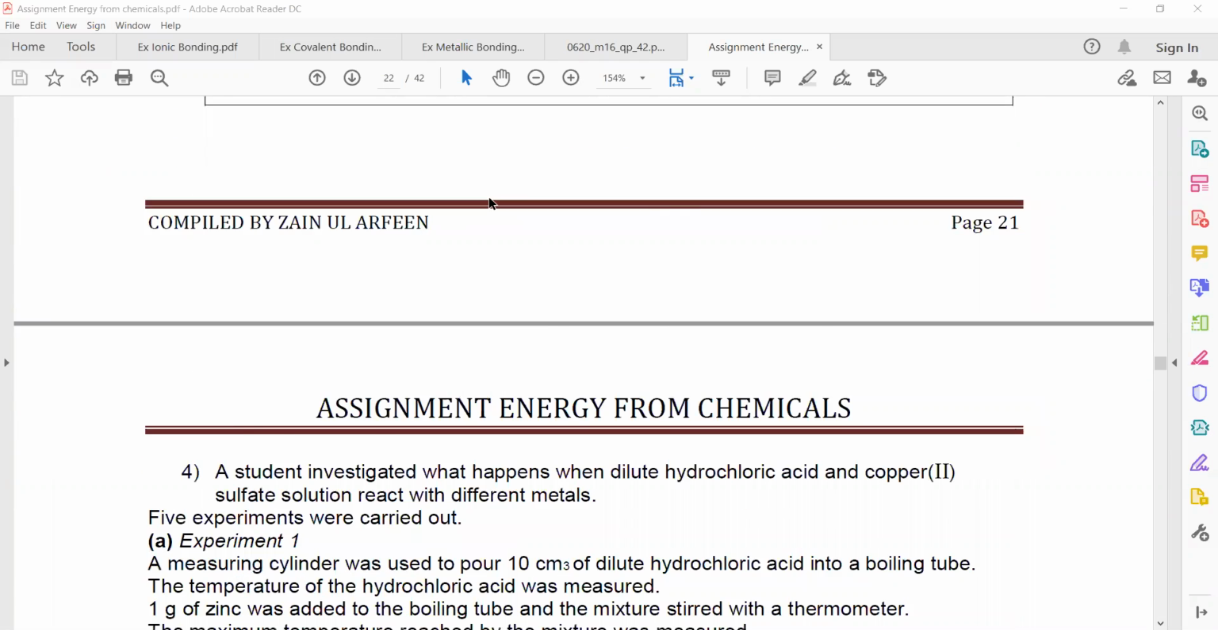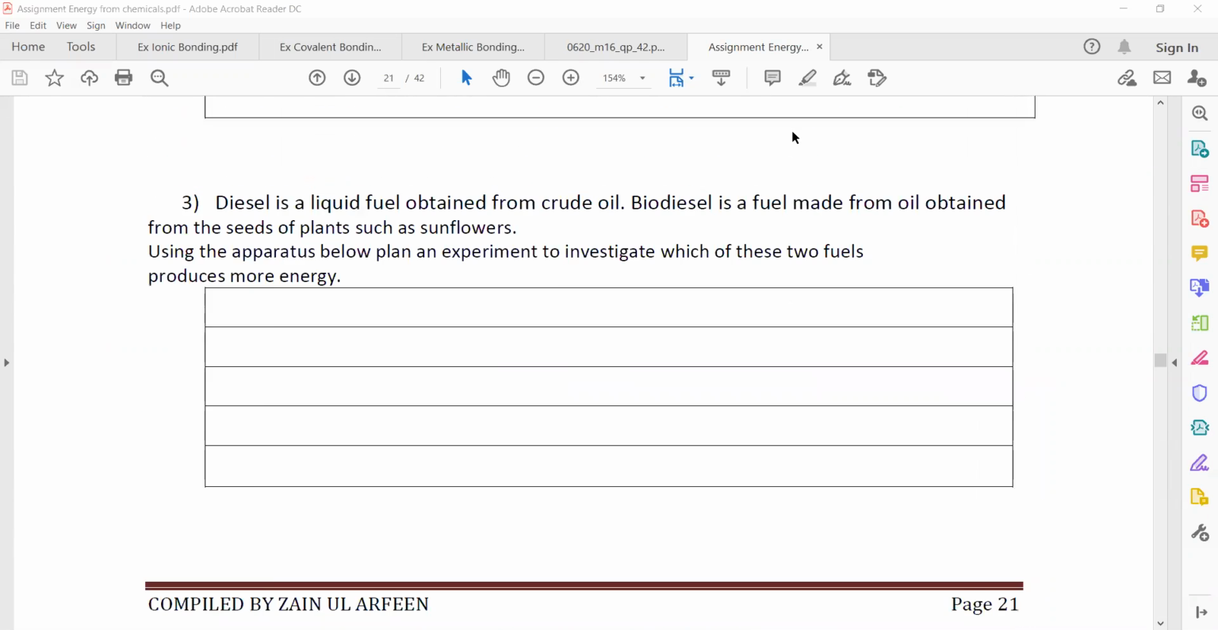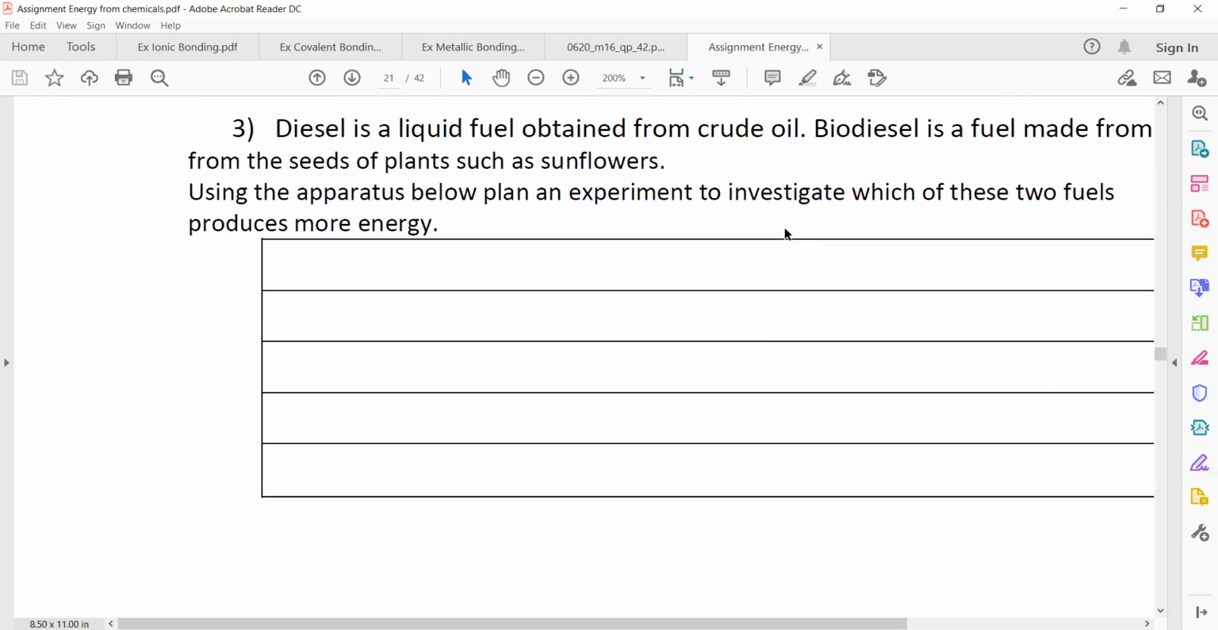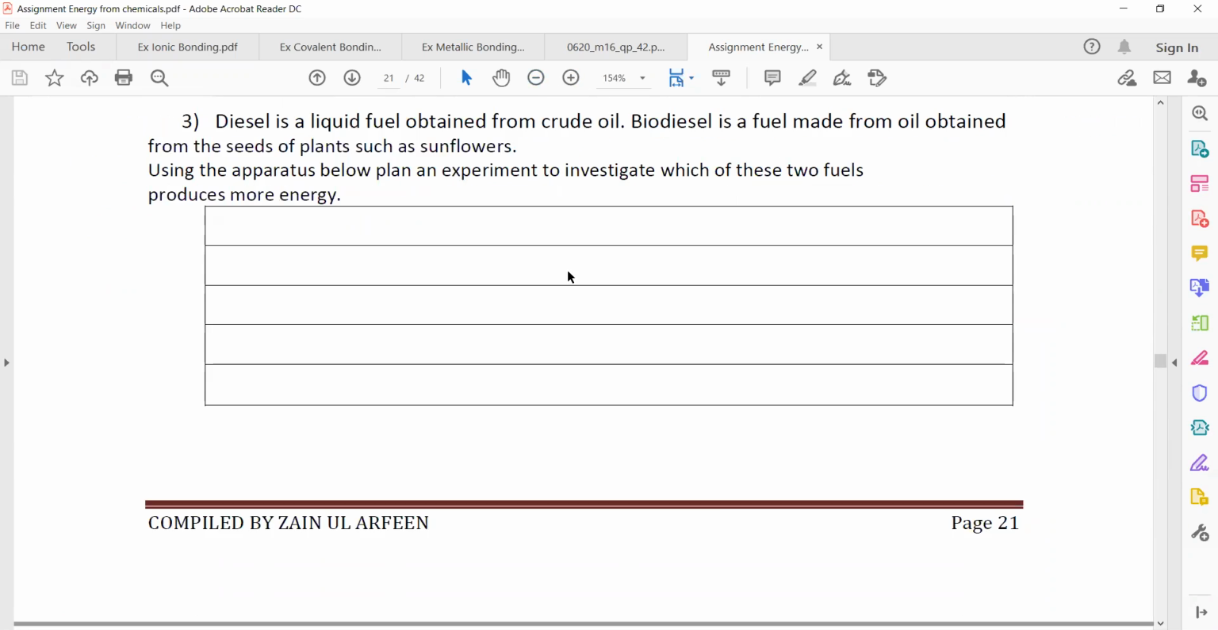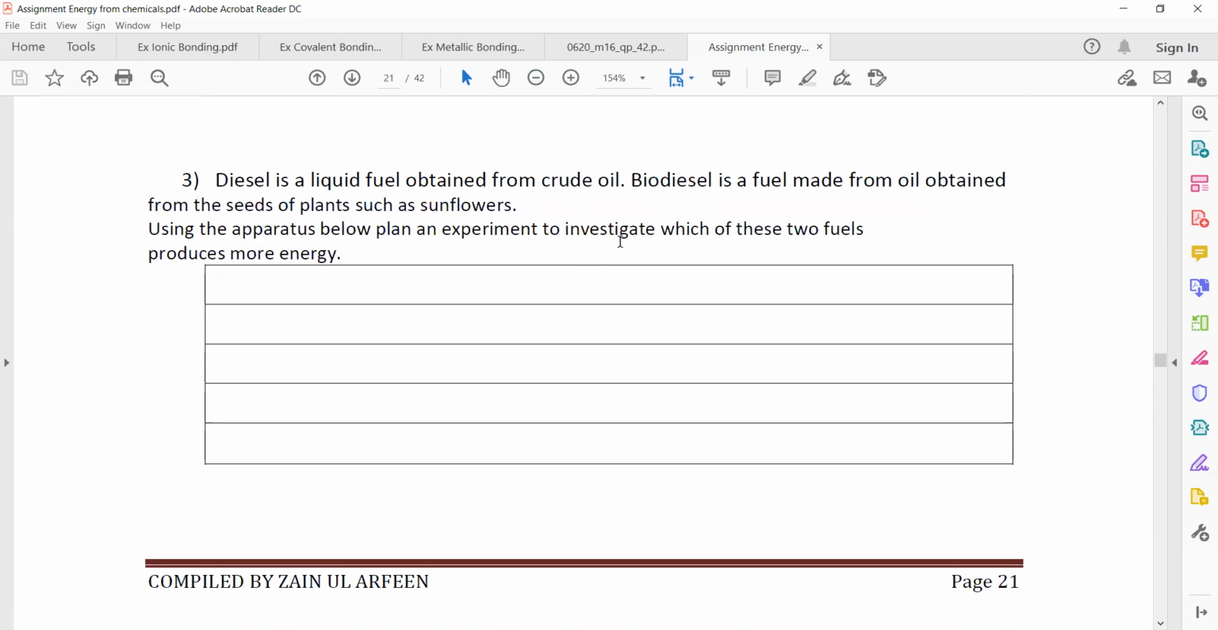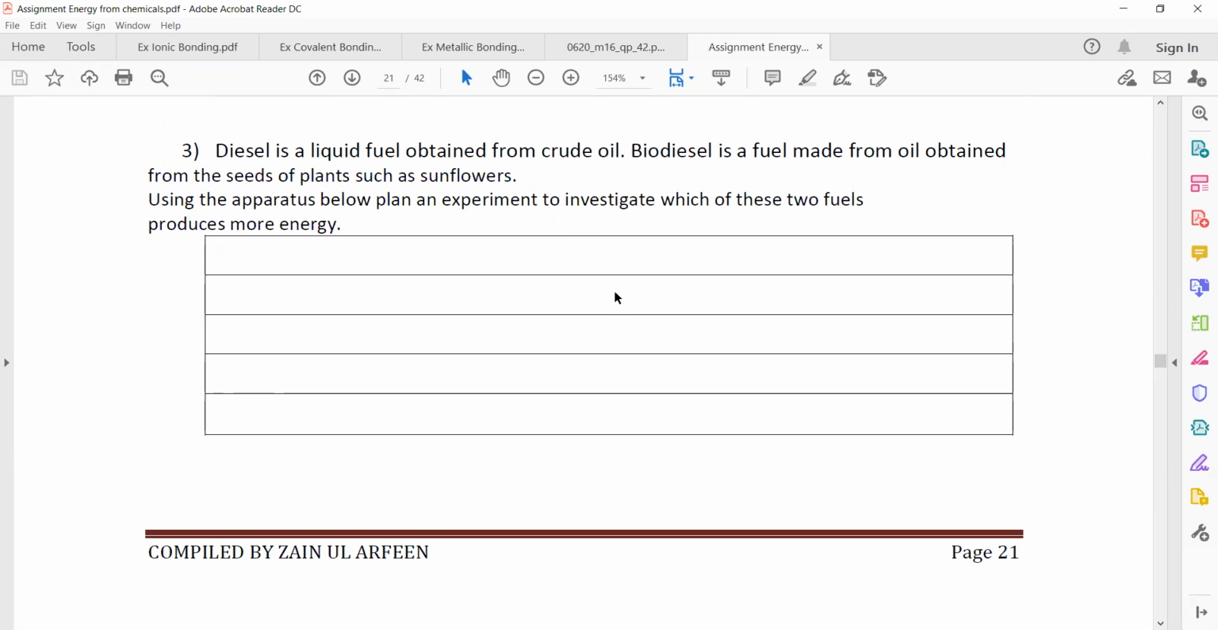Okay, the last one is also a similar experiment. This is the last thing for today's class. I want everyone to answer this question and send your answers on the group. The question is, diesel is a liquid fuel obtained from crude oil, and biodiesel is made from oil obtained from seeds of a plant such as sunflower.